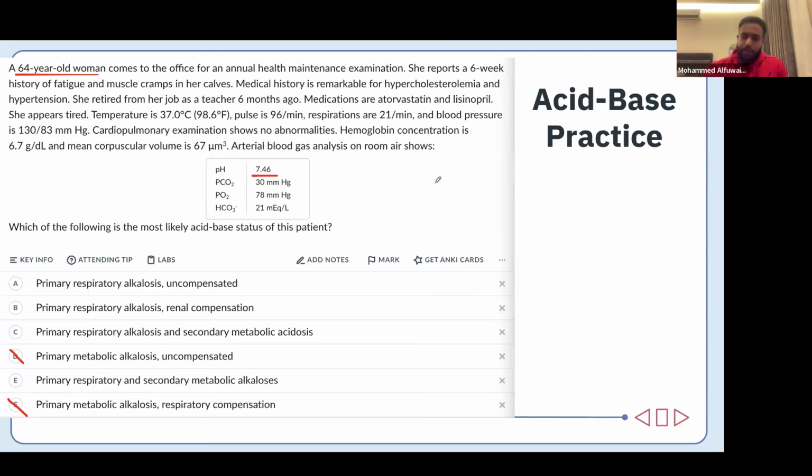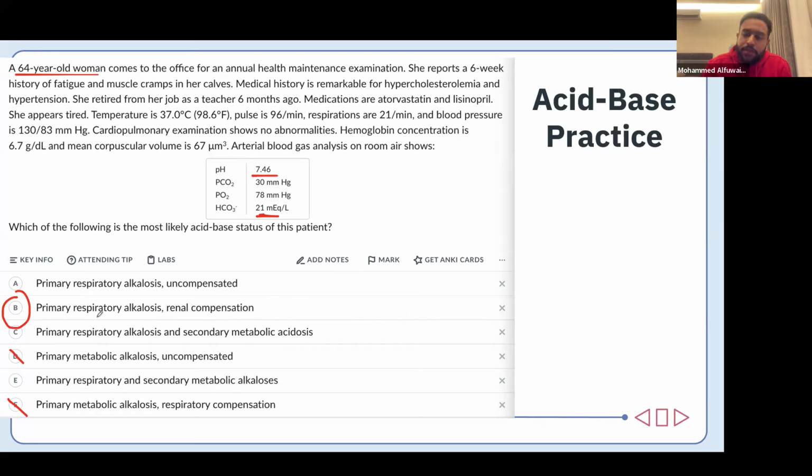If you do the actual calculation, the bicarb will fit in the range. I think the normal range was something like 20 to 24, if I did it correctly. It's plus or minus 2, so it's 20 to 24. So it's compensated, 21. Okay, so the answer here is B.